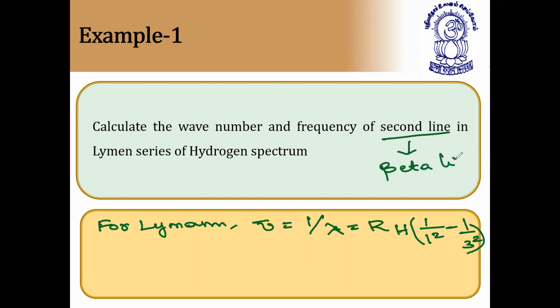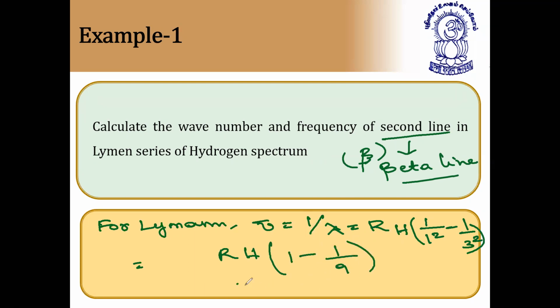Applying this formula, you know the value of RH, and 1 by 1 square is 1 and 1 by 3 square is 1 by 9. So wave number is RH into 1 by 1 minus 1 by 9, which is 9 minus 1, 8 by 9. That is 8 by 9 RH. You can substitute the value of RH, because here we have to do the calculation. Just for your idea I'm giving.